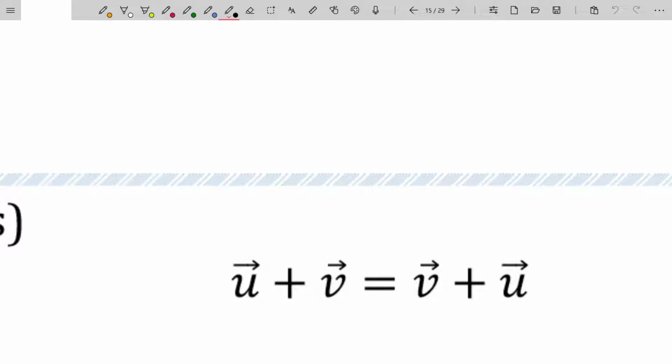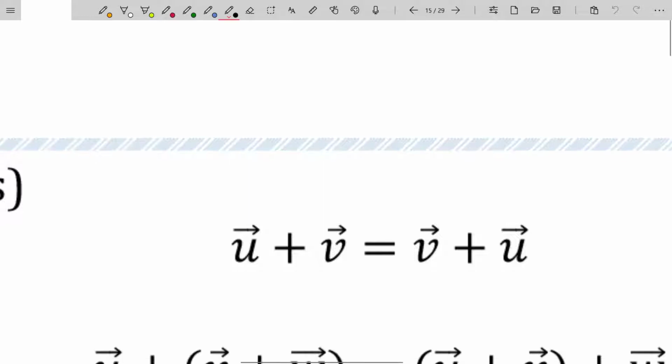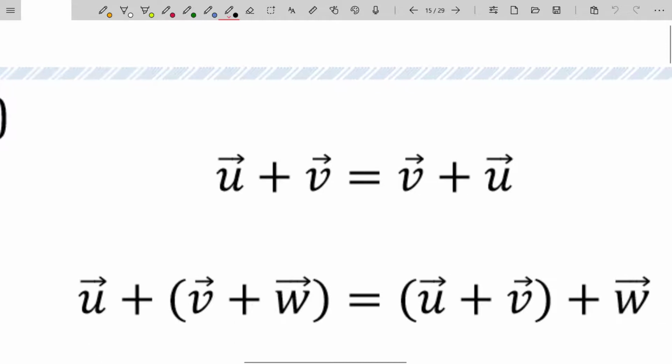Well, vectors also have that property. A vector u plus a vector v is the same thing as the vector v plus the vector u. So our natural thinking about how addition works as far as commutative properties works fine with addition of vectors. So nothing is different there. Same thing with the associative property.